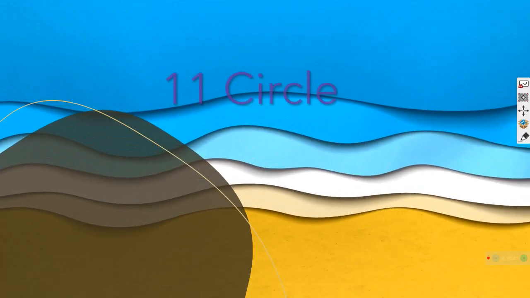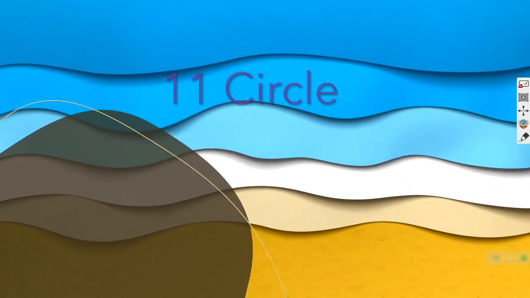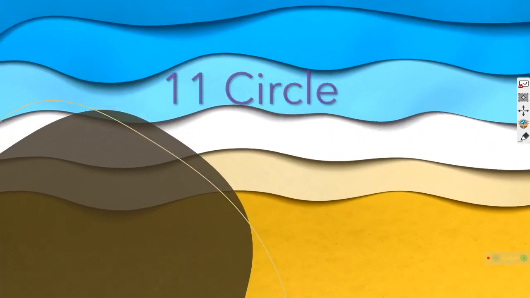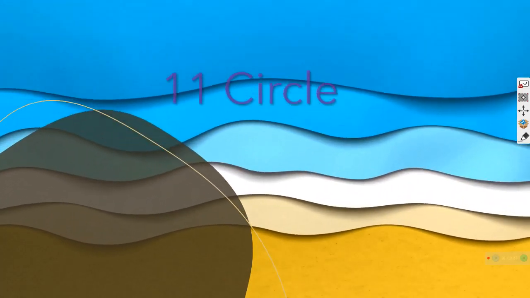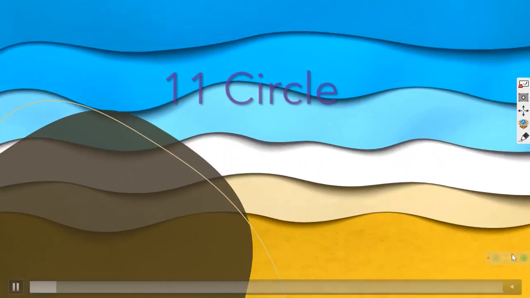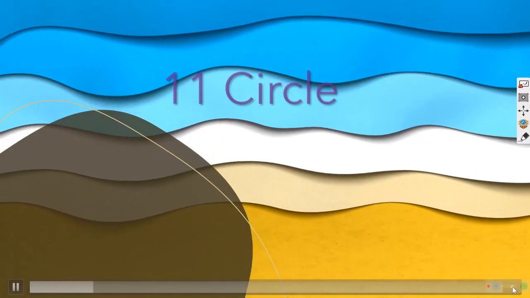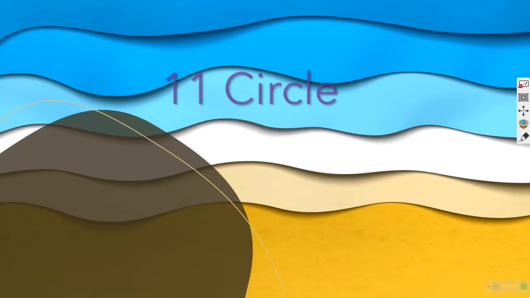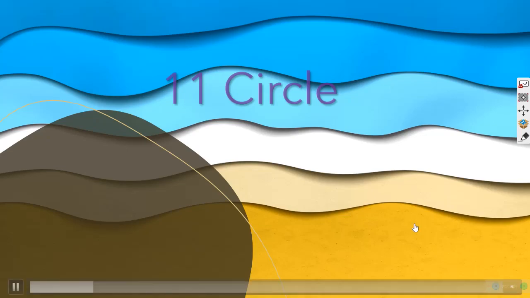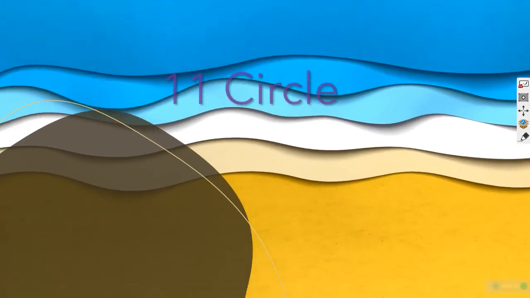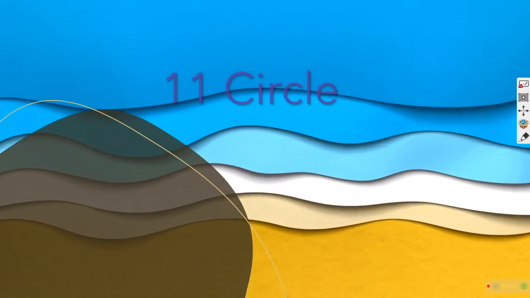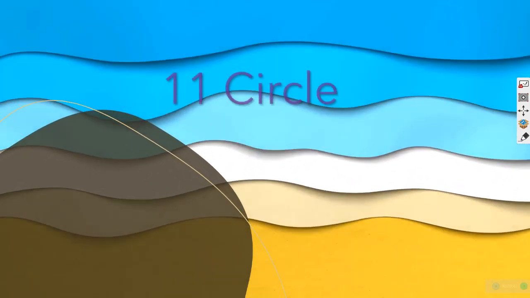Dear students, we are entering into a new chapter. The name of the chapter is circle. Circle is not a new term for you. You know what is a circle and you have learned about the basic properties of circle, like the radius of a circle, the diameter of a circle, then to a greater extent you also know what is meant by circumference of a circle.